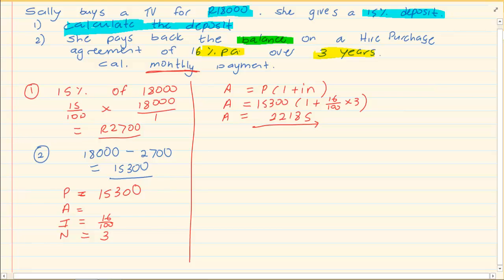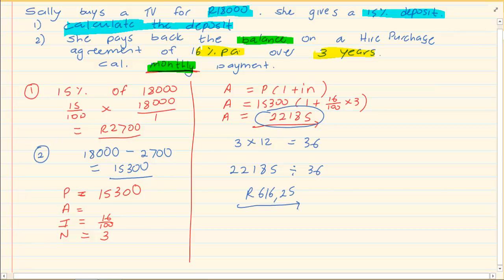But she is making monthly payments. Now in 3 years, how many months are there? There are 36 months, which means you're going to take the amount that she has to pay back and you're going to divide it by 36, giving you a monthly payment of 616 Rand 25.